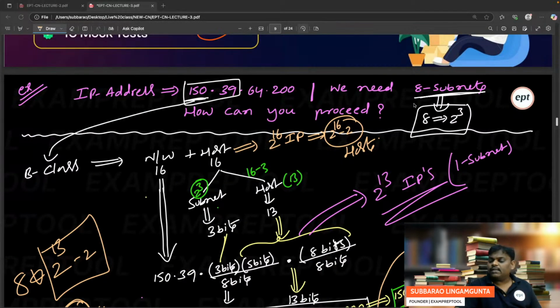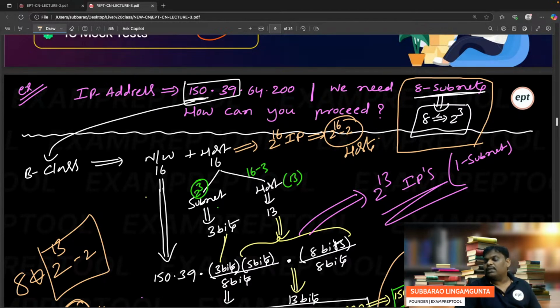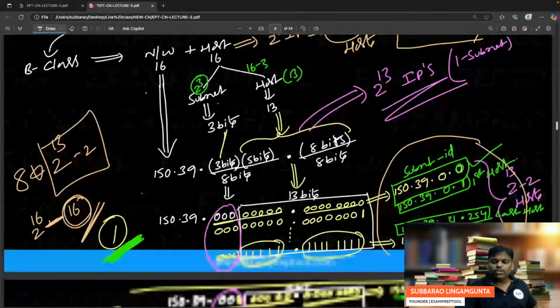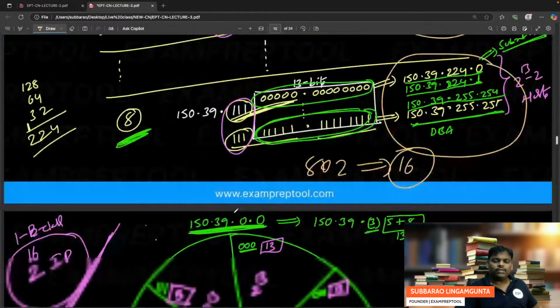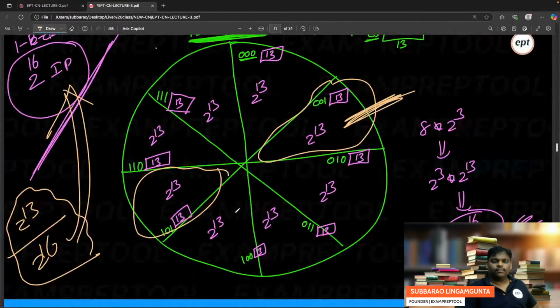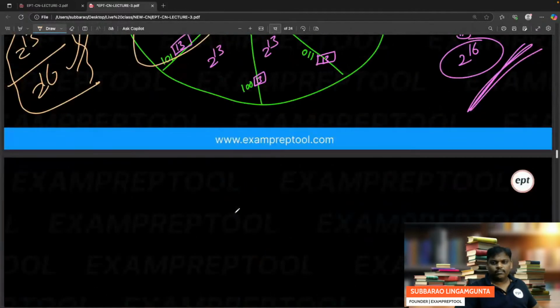See, 8 subnets you want. If you want 8 subnets, 8 can be written as 2 cube. So to represent 8 subnets, 3 bits are required: 000 to 111. Subnet 1, subnet 2, subnet 3, and so on, up to subnet 8. Let me know any objection.